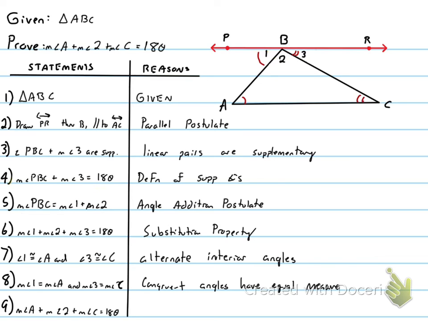Finally, I can see in my very last line in this proof and prove that the measure of angle A plus the measure of angle 2 plus the measure of angle C equals 180 degrees. Because, again, looking at that line statement in line 6, I can replace the measure of angle 1 with the measure of angle A by substitution, and I can do the same for the measure of angle 3 and the measure of angle C. And finally, I'm done.